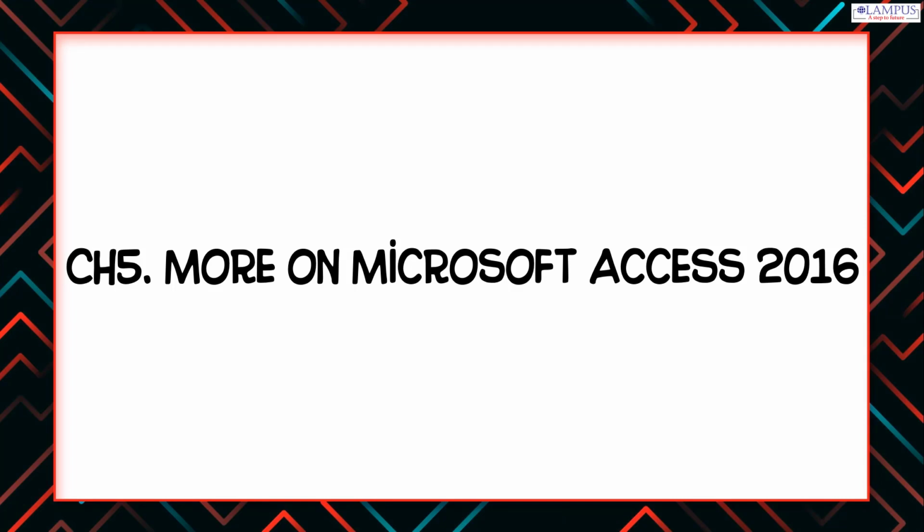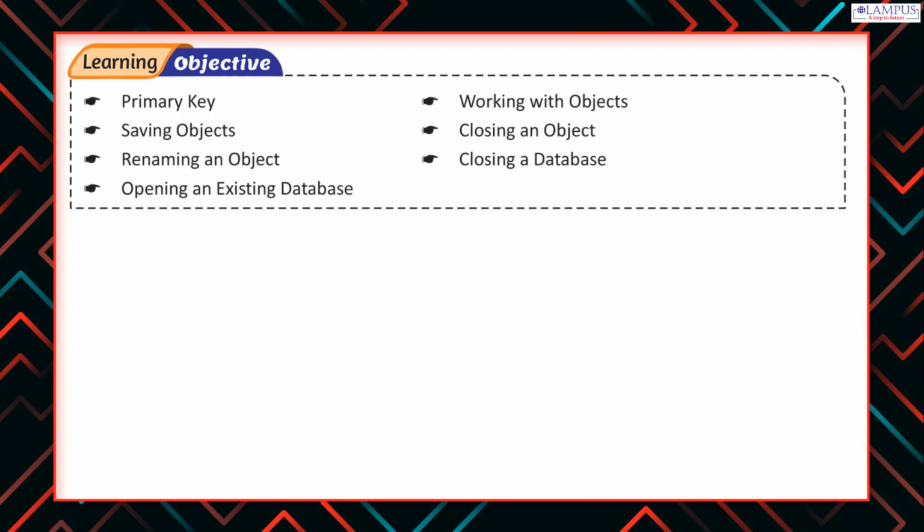Chapter 5. More on Microsoft Access 2016. Learning Objective. Primary key. Working with objects. Saving objects. Closing an object. Renaming an object. Closing a database. Opening an existing database.